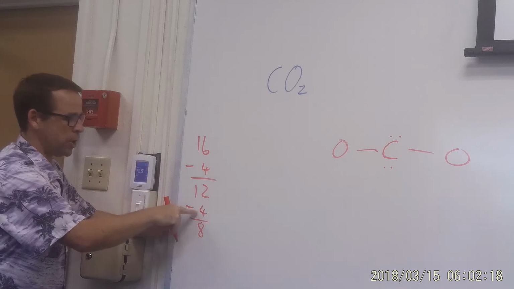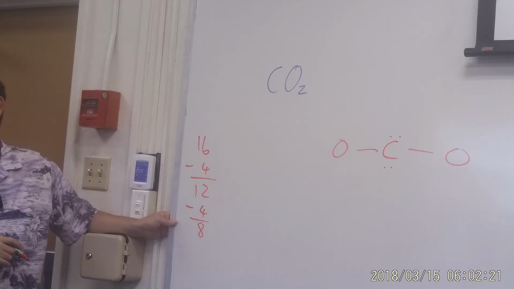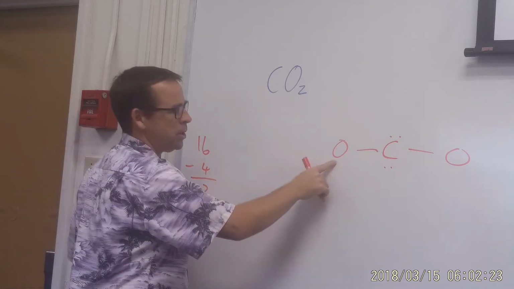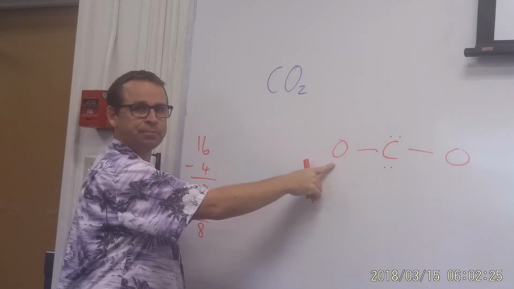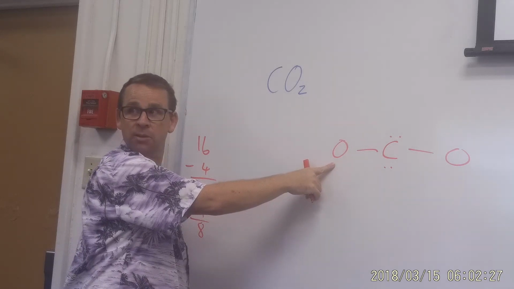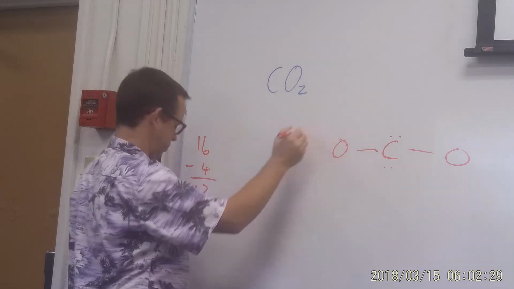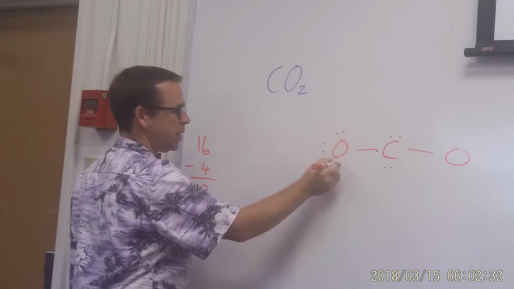So I put those 4 electrons on. I need 8 more electrons. This oxygen, what's wrong with it right now? Needs more electrons, right? Needs up to, we could have 6. 1, 2, 3, 4, 5, 6.